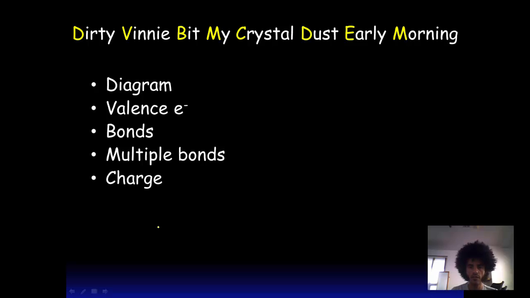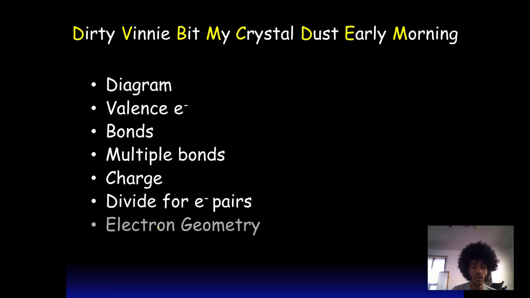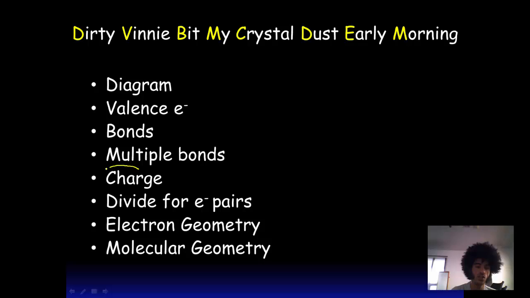So this is a new thing. Whether you have a positive or negative charge, you have to either add or take away from the overall electrons that you have around your central atom. And then the D in dust is divided for electron pairs, and then the E and the M is deducing the electron and the molecular geometry. So very, very familiar to what we've done before. The key change here is charge. Okay, so let's put this in action.